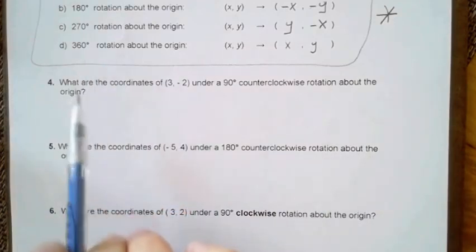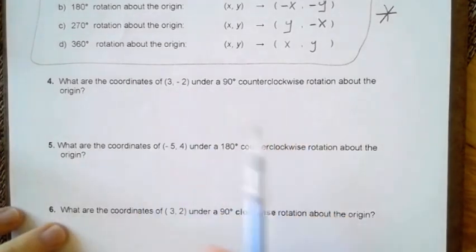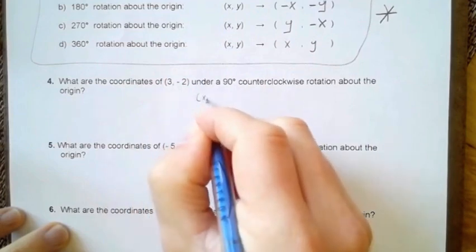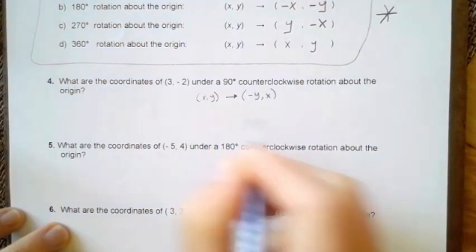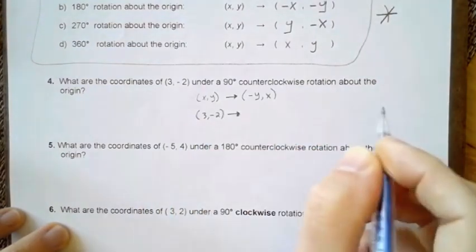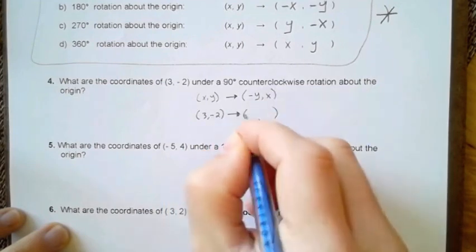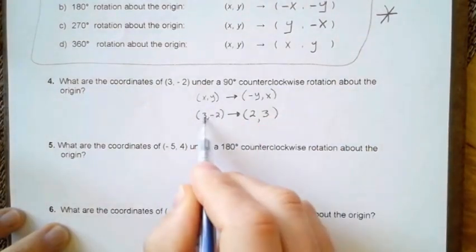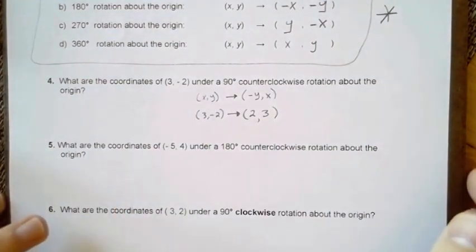Number 4, what are the coordinates of 3, -2 under a 90 degree counterclockwise rotation about the origin? Well, your 90 degree rule is right here. The point XY goes to the point -Y, X. So if our original point is 3, -2, let's follow that rule. I'm going to take the opposite of the Y, so the opposite of -2, which is 2, and then keep the X, which is 3. So 3, -2 would map to 2, 3 under a 90 degree counterclockwise rotation.